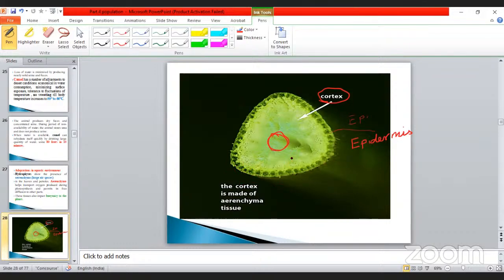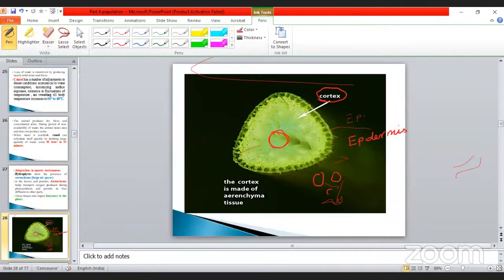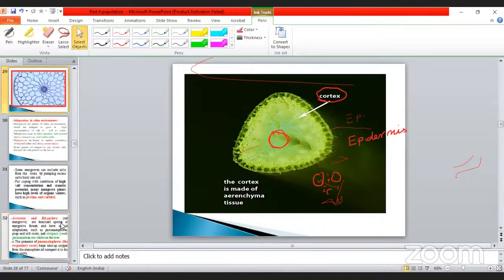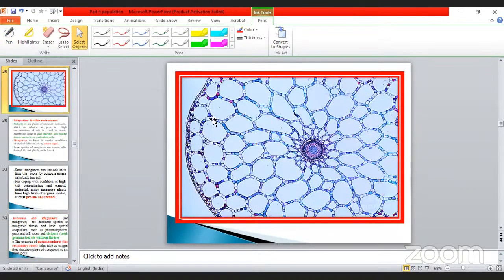Particularly here, there is a space, the intercellular space. The structure will be like this. The intercellular space is filled with air. In this part, air is also there. That gives the specialized property called buoyancy. So this is the part. See the structure, you can understand.